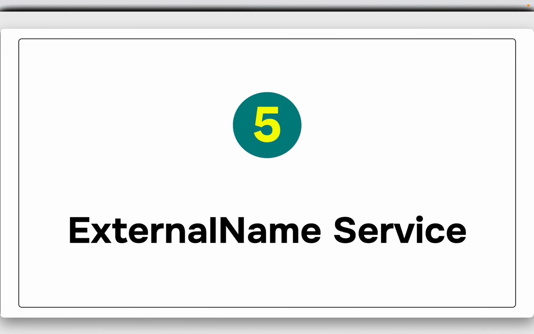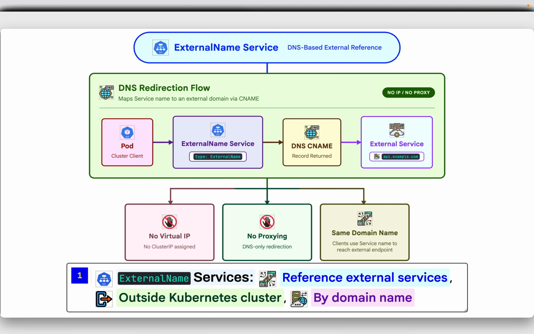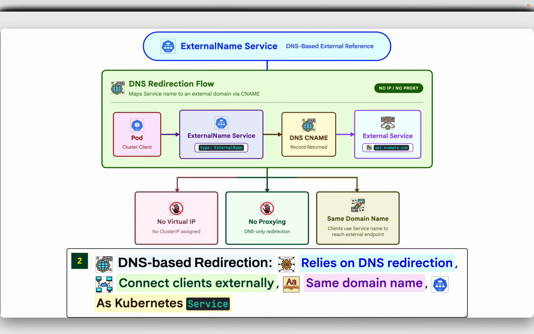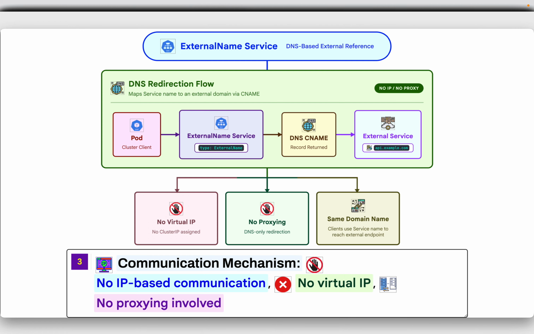Fifth topic is external name service. External name services are used to reference external services outside the Kubernetes cluster by their domain name. This service type relies on DNS-based redirection, and this allows clients to connect to the external service using the same domain name as the Kubernetes service. Unlike other service types, external name does not involve IP-based communication, and there is no virtual IP or proxying involved.